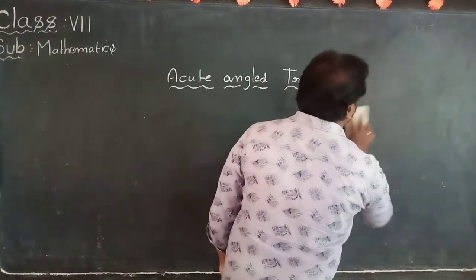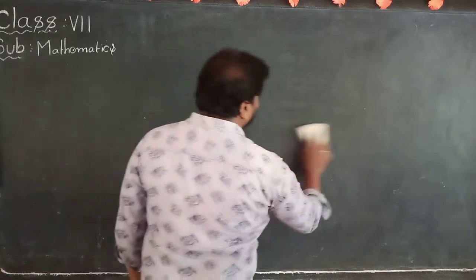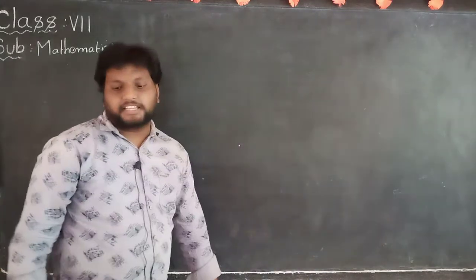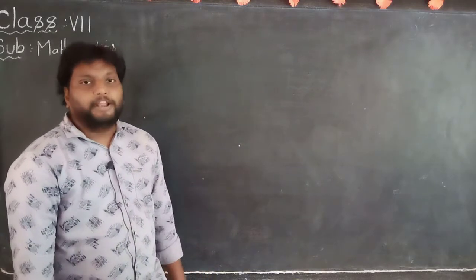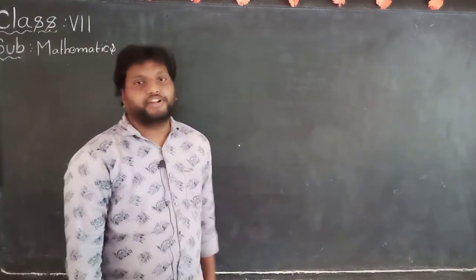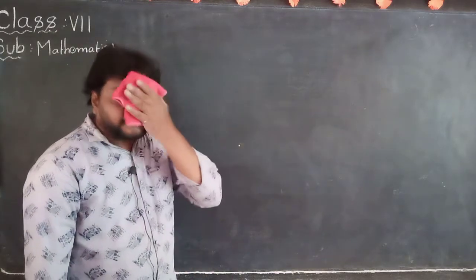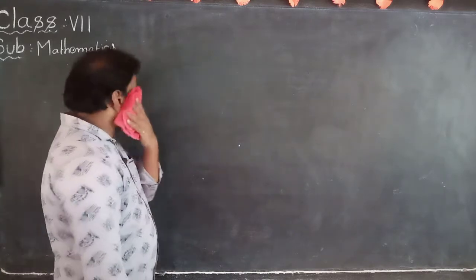This is about the acute angle triangle. I repeat once again, the acute angle triangle is one in which all three angles of the triangle are below 90 degrees. Then the type of triangle is called an acute angle triangle. Next one, what is that? Right angle triangle.